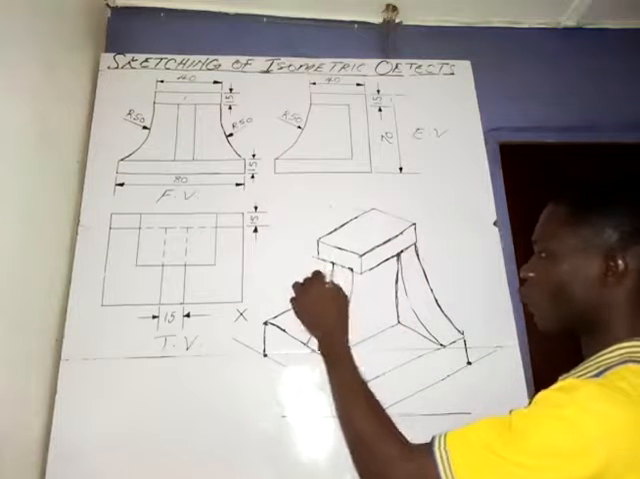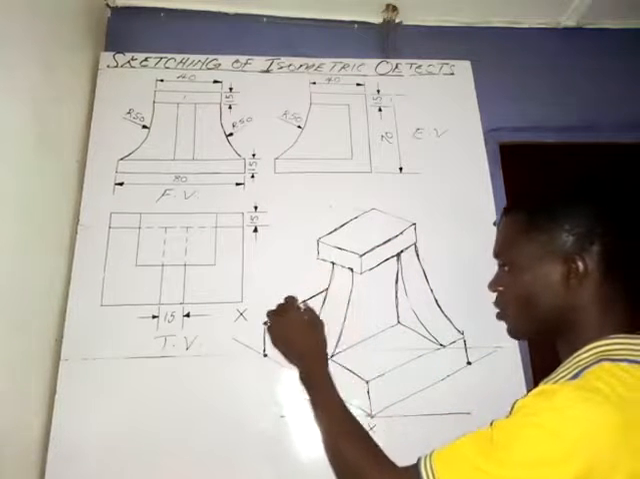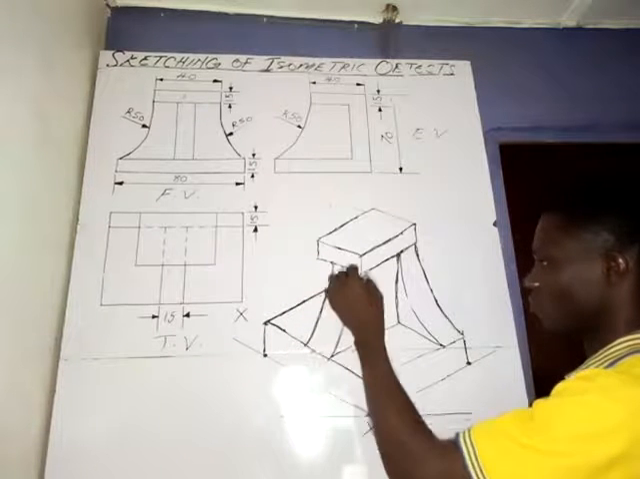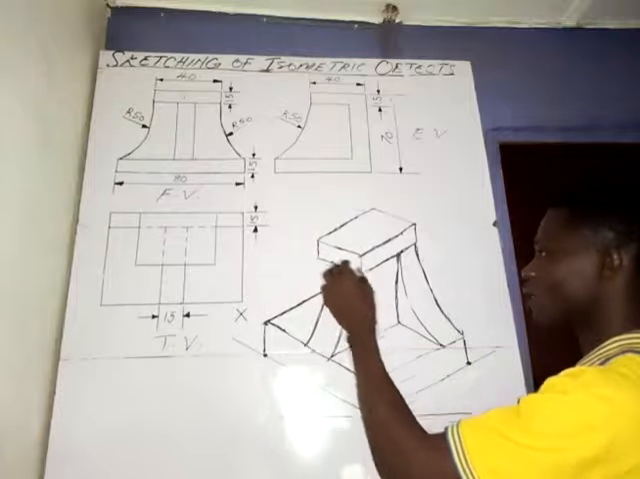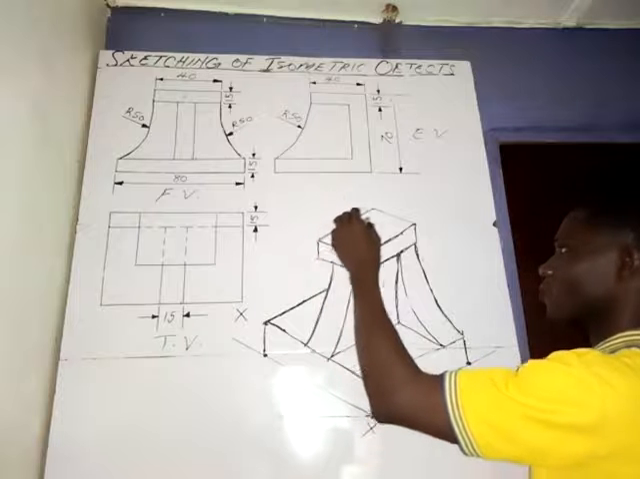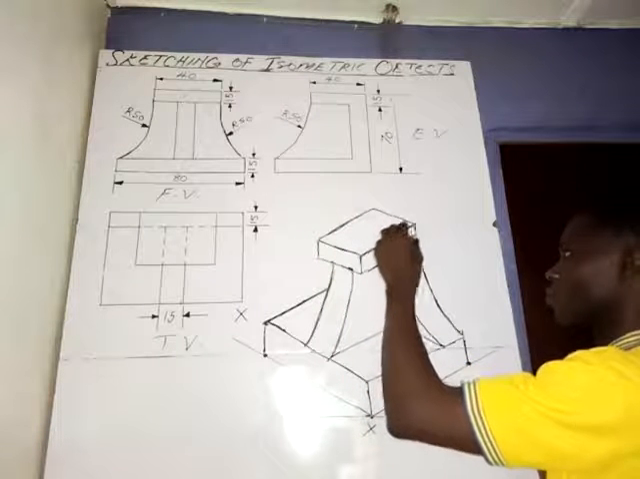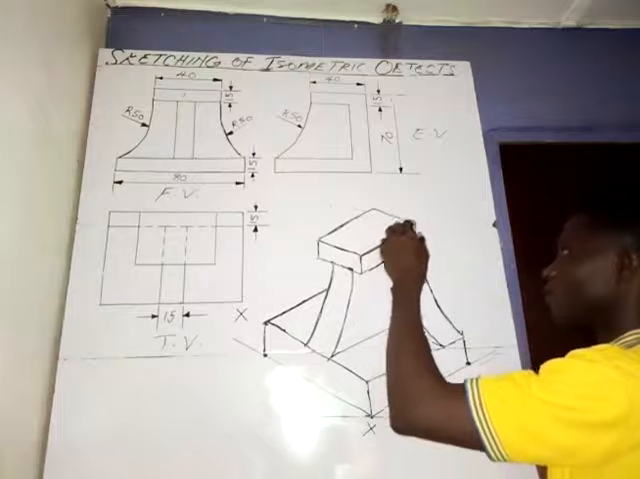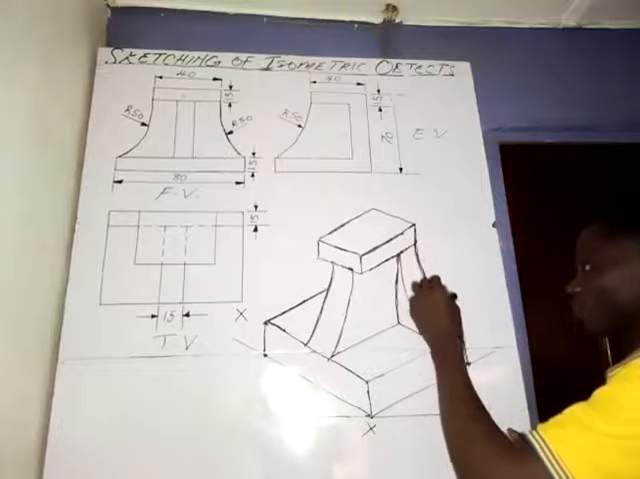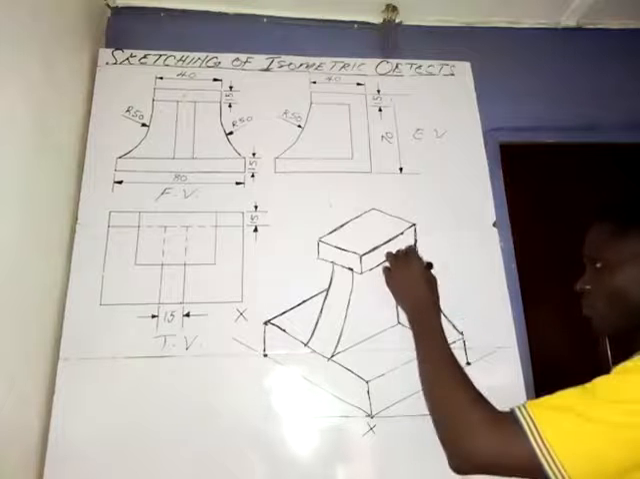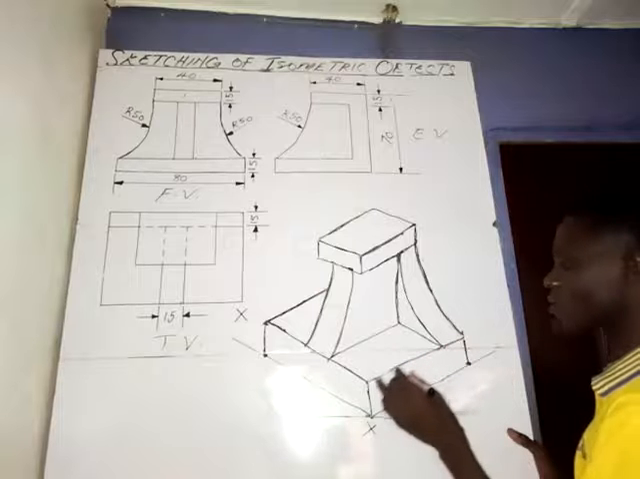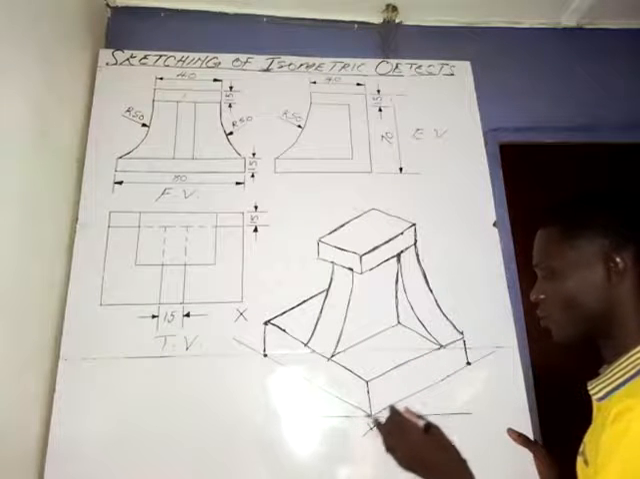So this is what we are asked to produce. It's going to look like this. When you have produced this, it will look like this. I'm trying to make it more visible. Alright, so this is the solution to the problem.